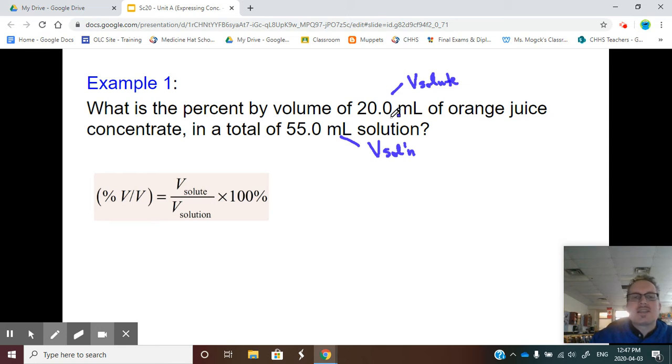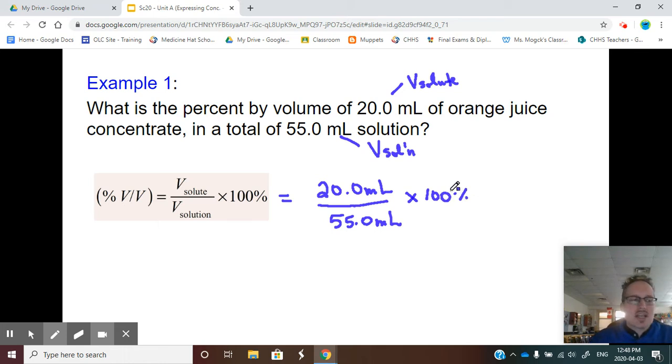So, as always, you get 1 mark for writing down the formula straight out of the data booklet. You will then substitute in your numbers, 20 milliliters on top, 55 milliliters on bottom. Don't forget to multiply by 100%. And when I type this into my calculator, you're going to get the answer of 36.4%. So 36.4% of my orange juice solution is actual orange juice.